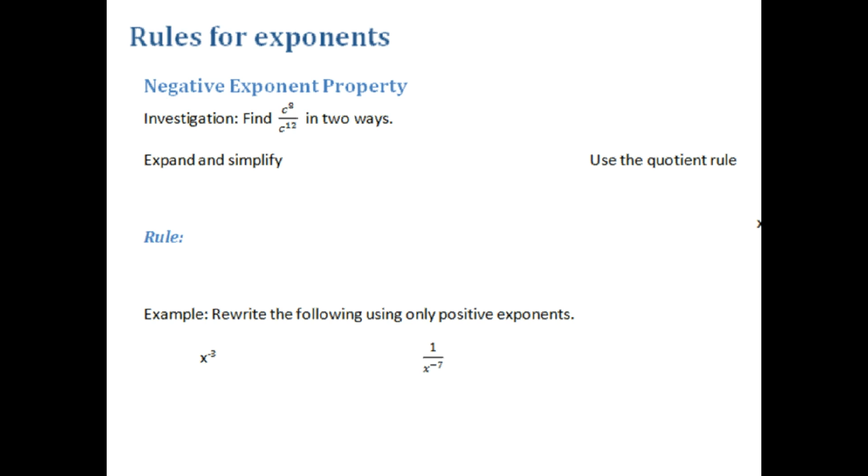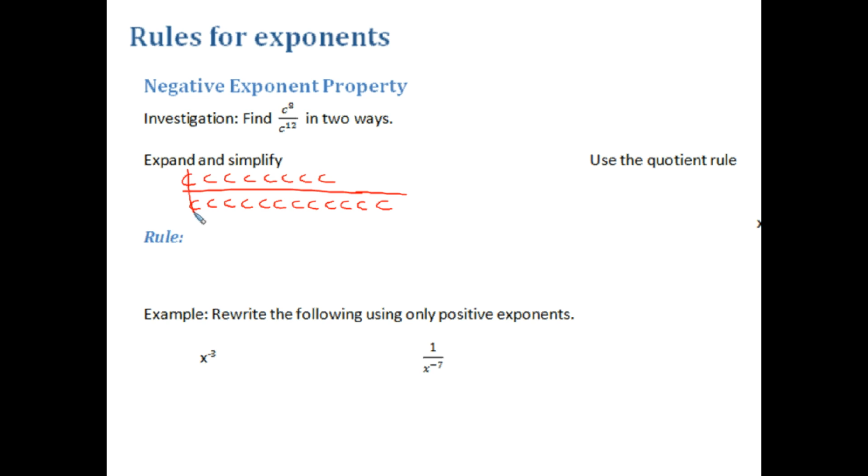The last property we're going to look at is negative exponents. We have c to the 8th over c to the 12th, and we're going to simplify this in two ways. First, we're going to expand and simplify, kind of like what we did before. So c to the 8th over c to the 12th.